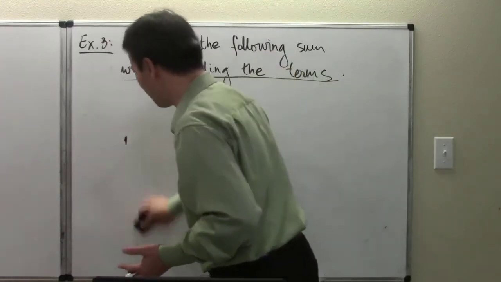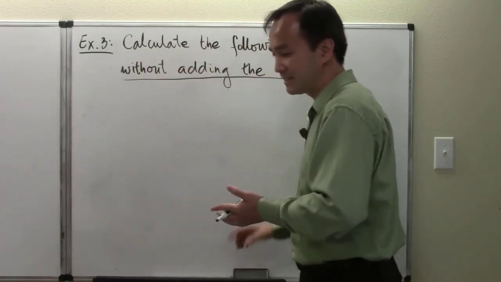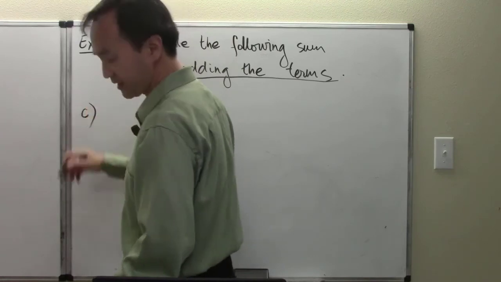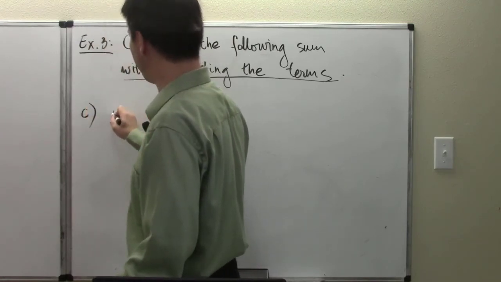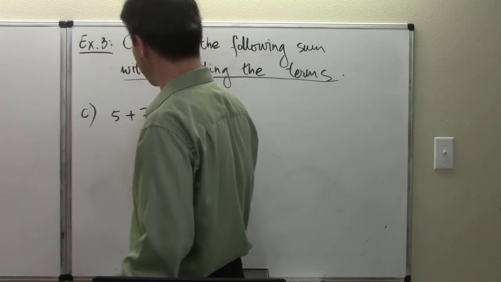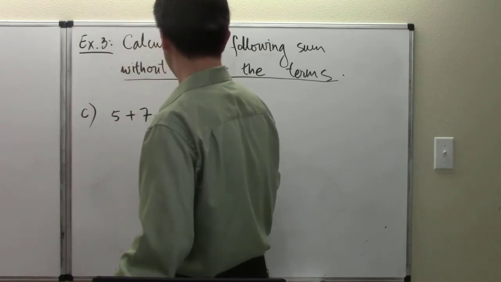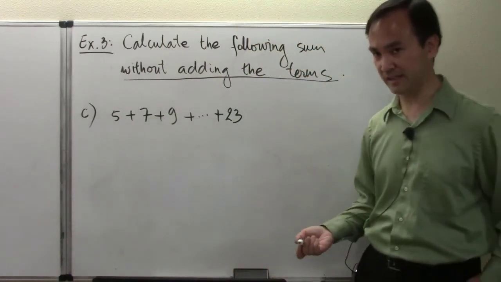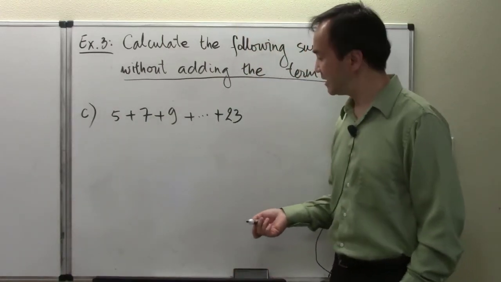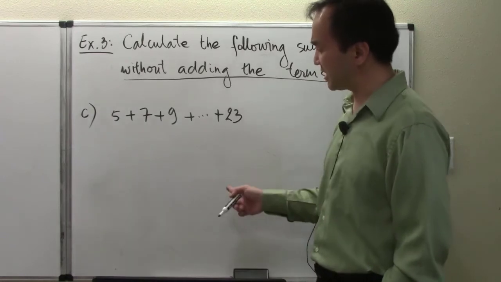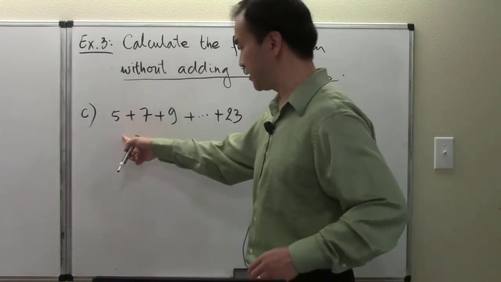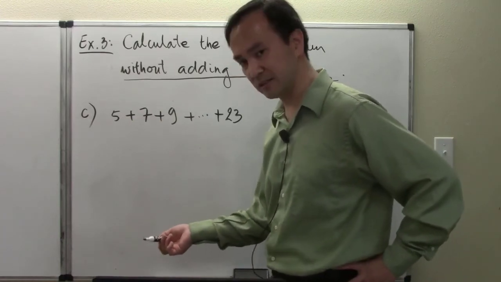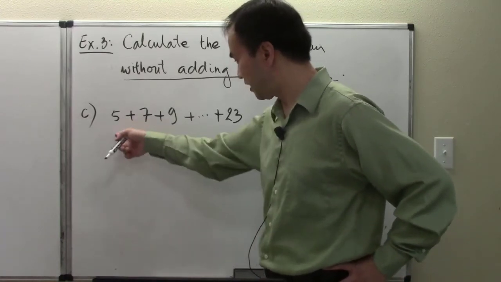So let's look into question C of this example, part C. How about 5 plus 7 plus 9, plus etc., plus 23? That's the worst nightmare so far, in the sense that we don't know the summation formula. We've got to recognize the term-by-term summation formula, and then we've got to find out how many terms.